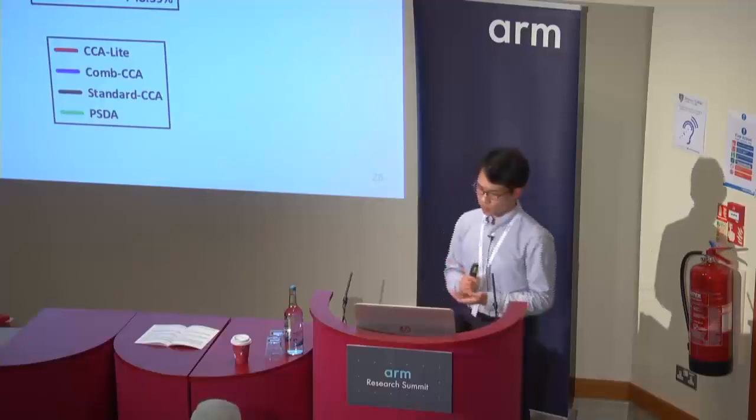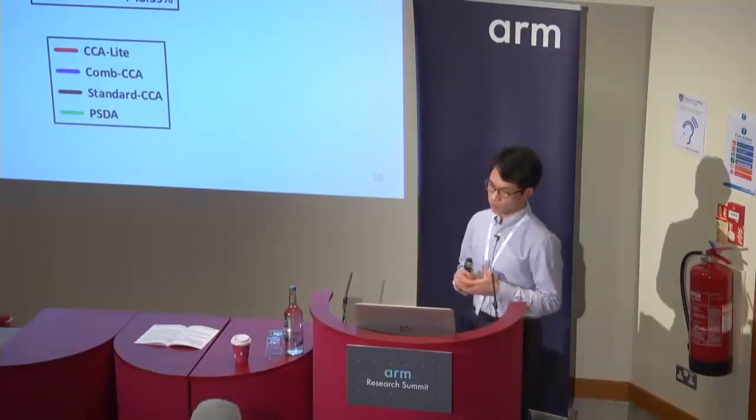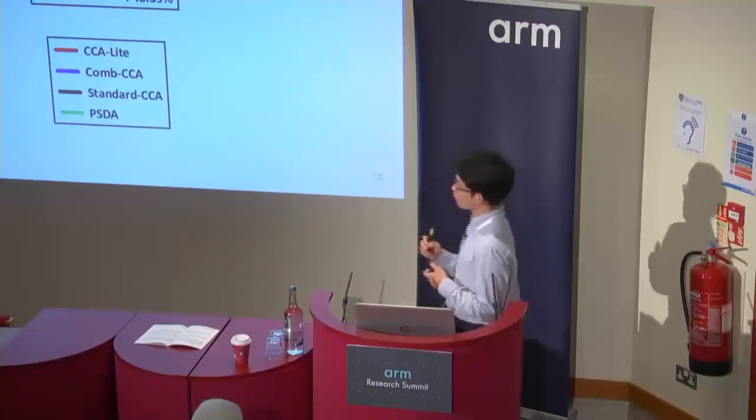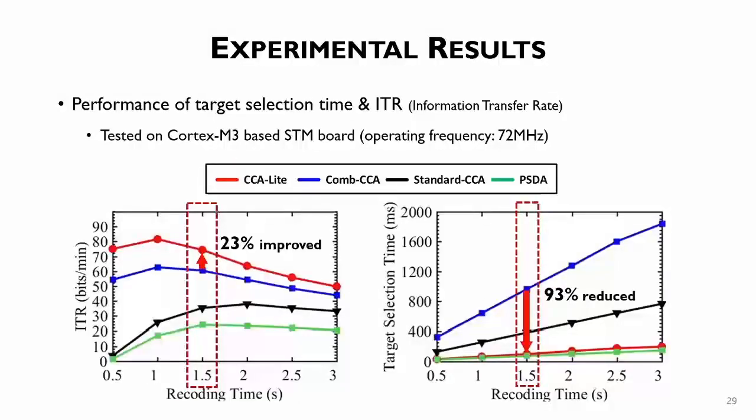This is the accuracy performance for the aforementioned algorithms. The proposed CCA-LITE has similar accuracy compared to the combination CCA with negligible accuracy loss. And while maintaining this accuracy, the proposed algorithm can reduce the target selection time, which is the time after the end of a recording, by 93%, and it can improve the ITR, information transfer rate, by 23%.